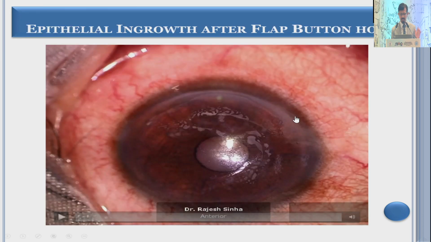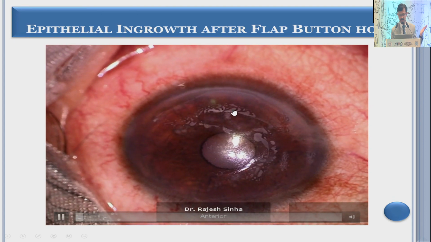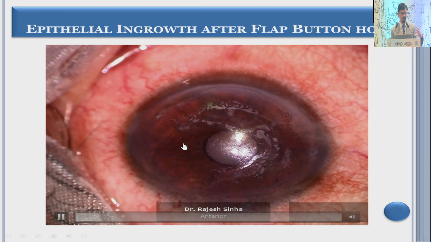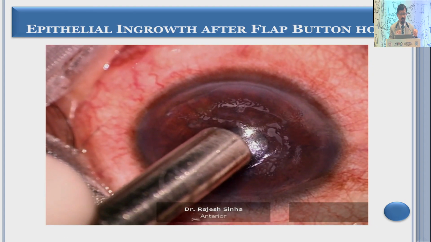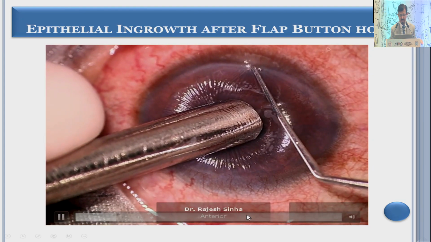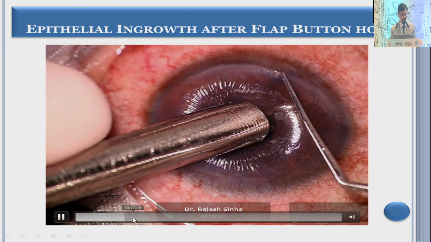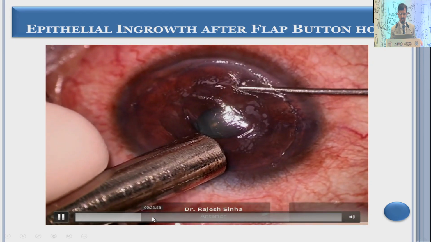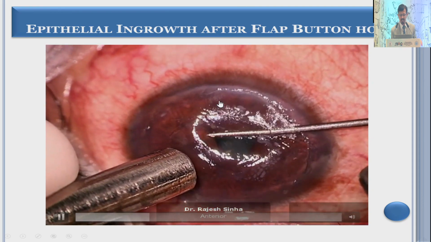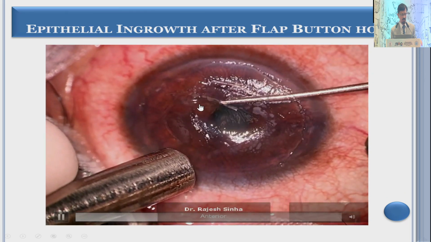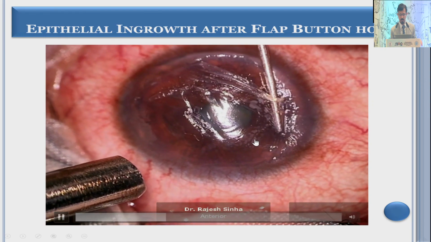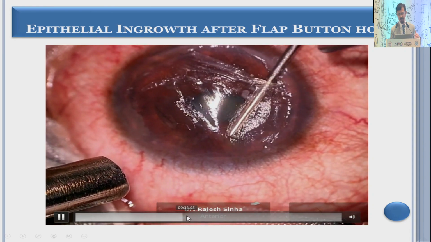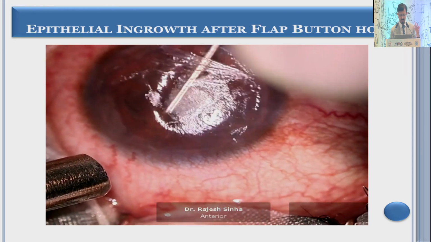Now, as I showed in one photograph, this was a case of a flap buttonhole, wherein you can see the epithelial ingrowth has not come from the periphery, it has come from the edge of the flap buttonhole. And then in that case, you have to lift the flap, and once you lift it, as you can see, this is the edge of the flap buttonhole. You can see it's coming out, and then even after a very long period of LASIK, you can still lift the flap.